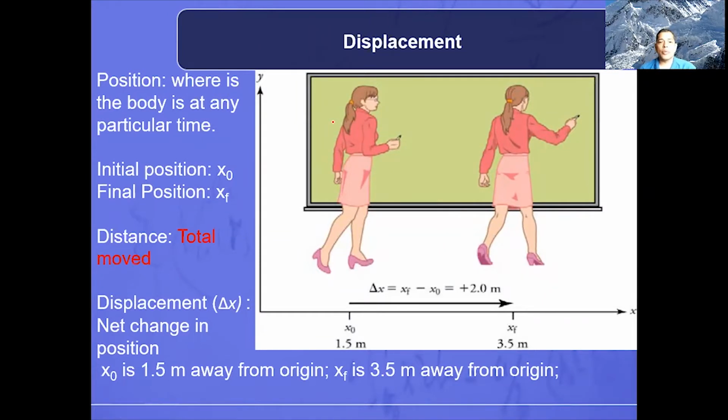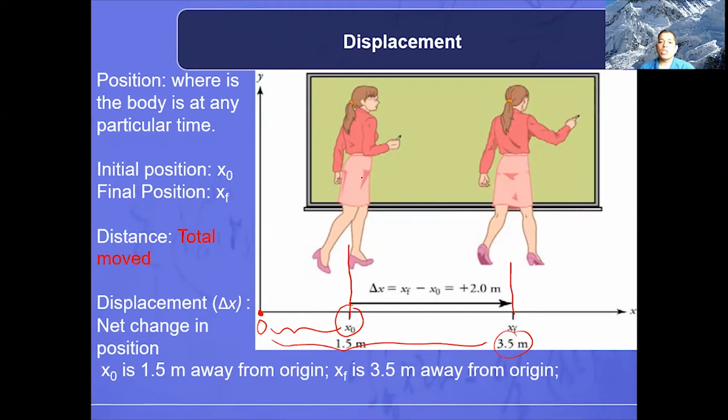Suppose, as you can see here in the picture, the teacher is teaching, she's writing on the board. So right here, this is her initial position. This is the origin, we can call 0. So 0, this is 1.5 meter to the right, and the other distance is 3.5 meter to the right. So this is her final position.